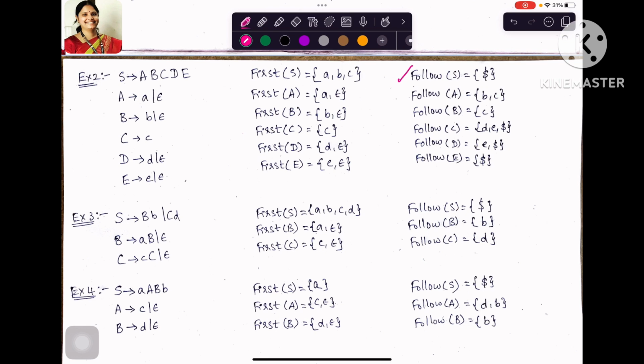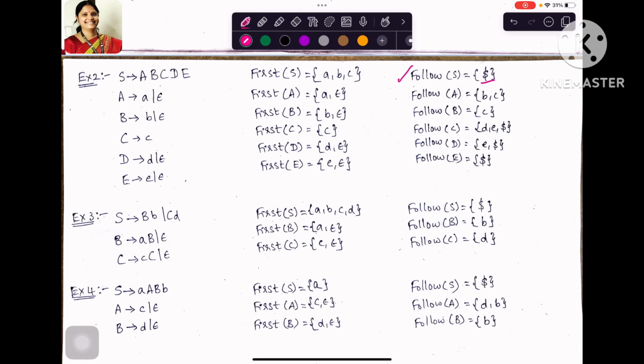Follow of S. As we already know, S is a starting symbol of the production, so we should place dollar. We don't find S in the right hand side of the productions, so only dollar is the result of follow of S.